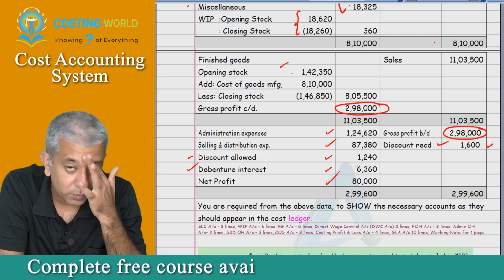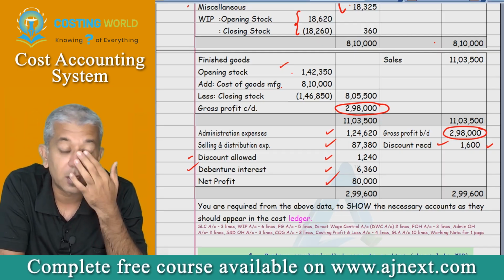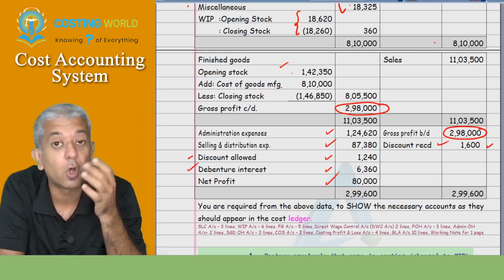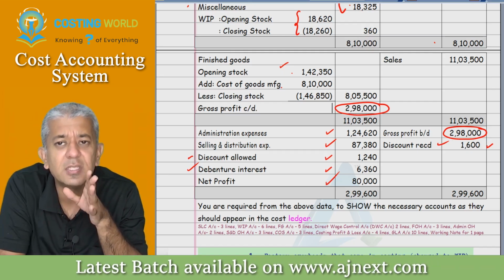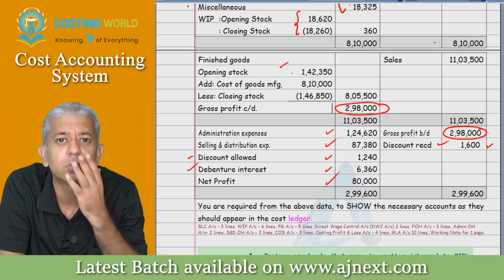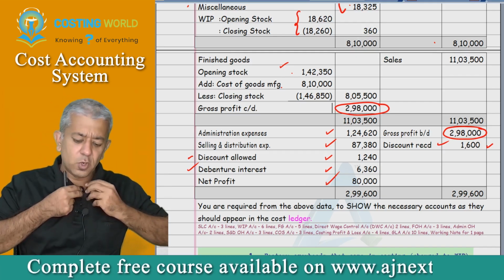Now see, if I think about it, is this question on integral accounts or non-integral accounts? It's common sense. It's a question on non-integral accounts. How do I know that? It's because a reconciliation is given to you. But a reconciliation only comes in non-integral accounts, no? Okay, so in this particular case it's a question on non-integral accounts.